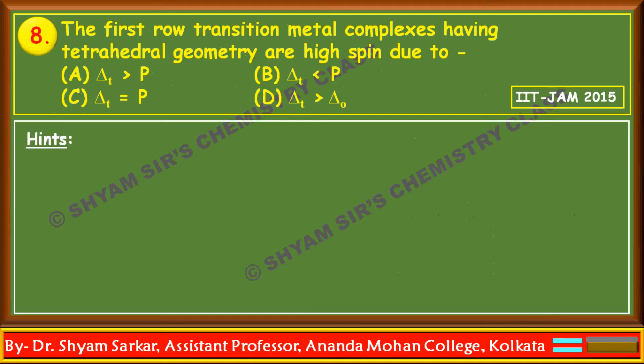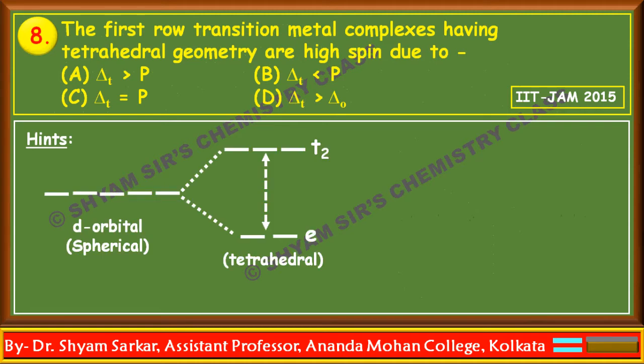So the d orbital splits in a tetrahedral field into the E level and the T2 level, and the energy separation is delta T, which is always less than the pairing energy. That's why for tetrahedral complexes we always get high spin complexes. So delta T is always less than P, that means it matches with option B. So option B is the correct answer here.